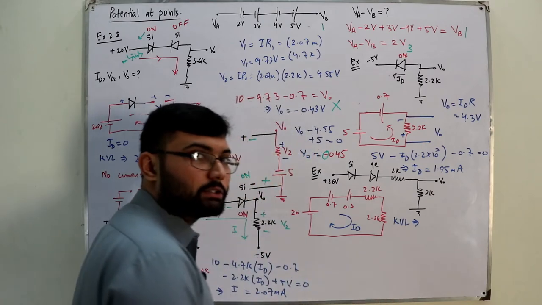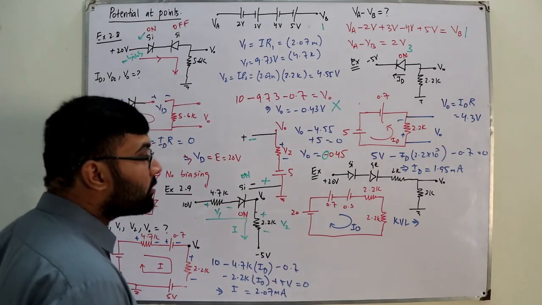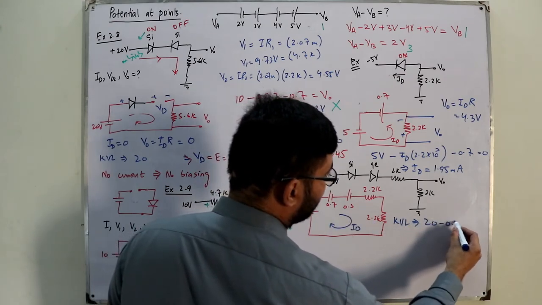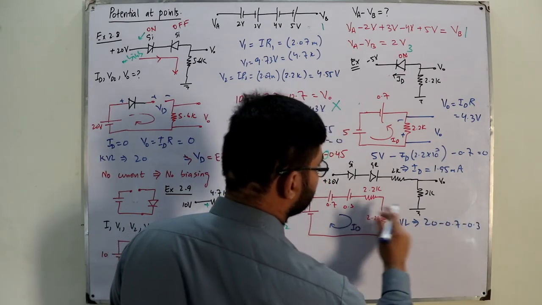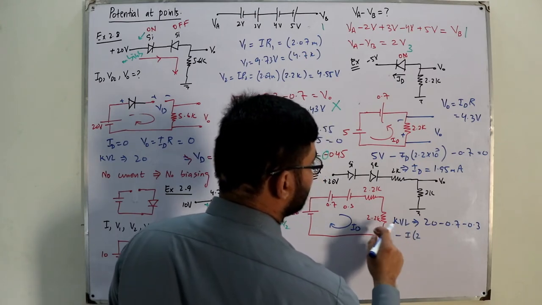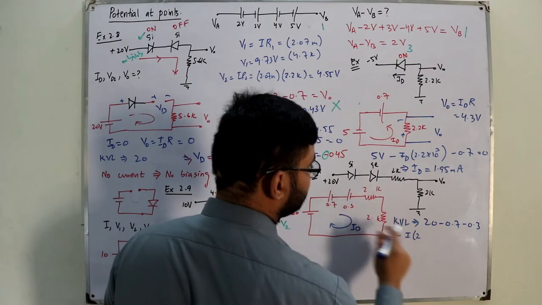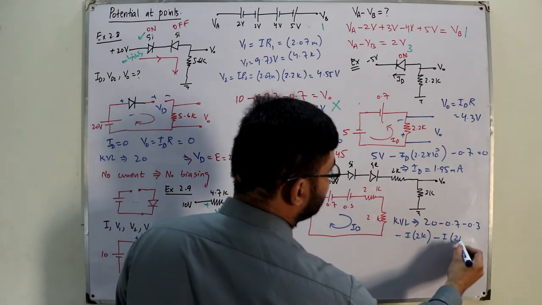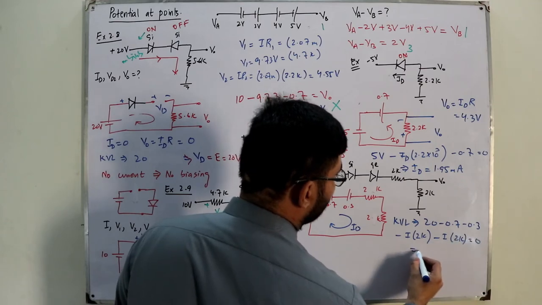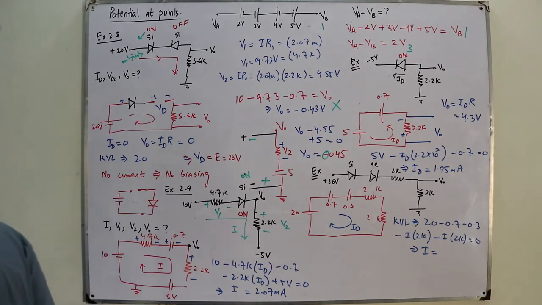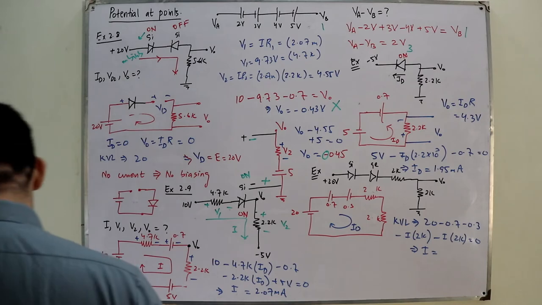Can you do it? Should I do it? Yes, I should. Negative to positive: 20 minus 0.7 minus 0.3 minus I times 2 kilo minus I times again 2 kilo is equal to 0. Find the value of I. It comes out to be 4.75 milliamperes.